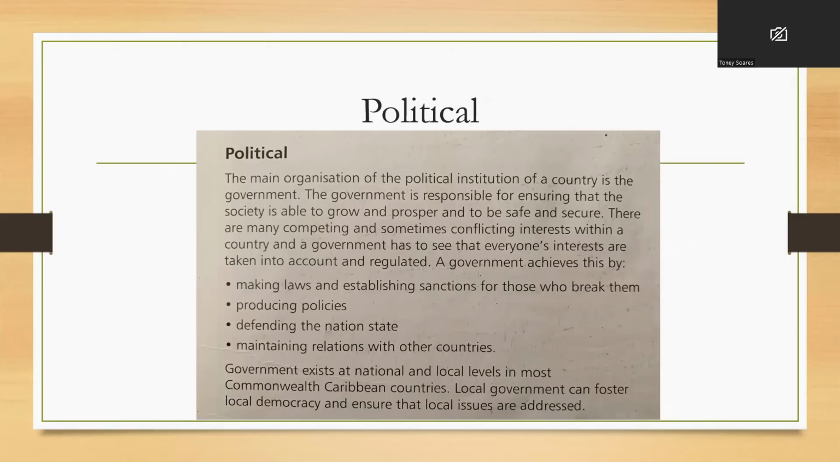This is a broad topic for the 2022 June Social Studies paper. I hope I would have helped you to develop a clearer understanding of the functions of institutions.